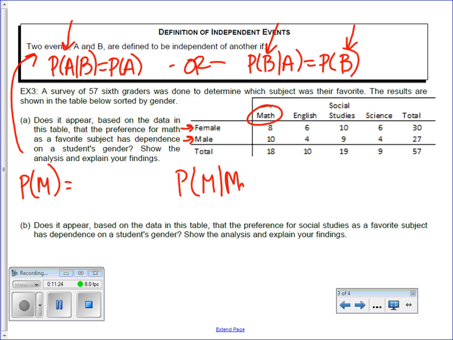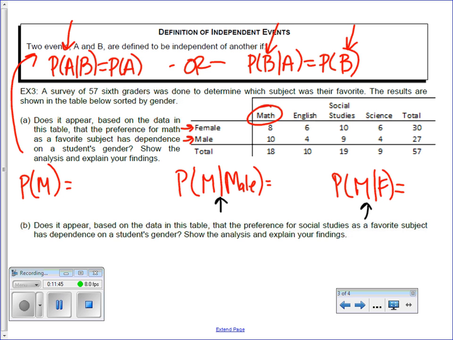So I'm just going to write in male so we didn't confuse the two M's. And the probability of liking math given that you're a female. And if either one of these are the same as the first one, or they're all different, then that tells us about independence or dependence.